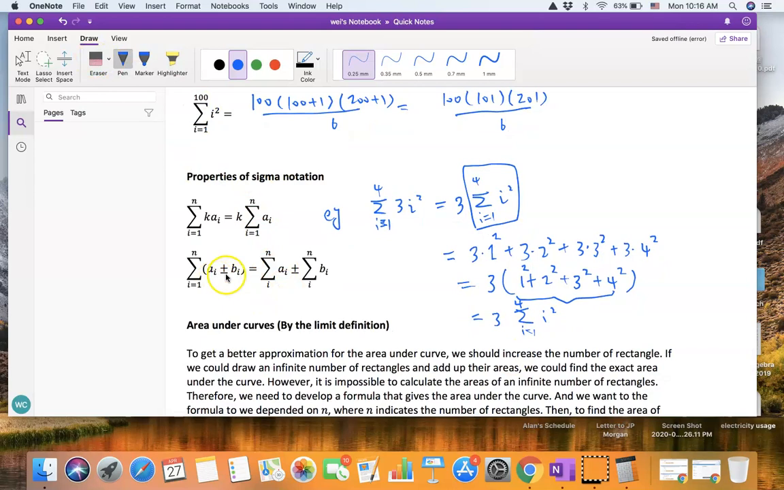And the second property says if we have a summation of a term a_i plus or minus another term b_i, then we can write this as the summation of a_i plus or minus the summation of b_i. So for example, let me erase this.